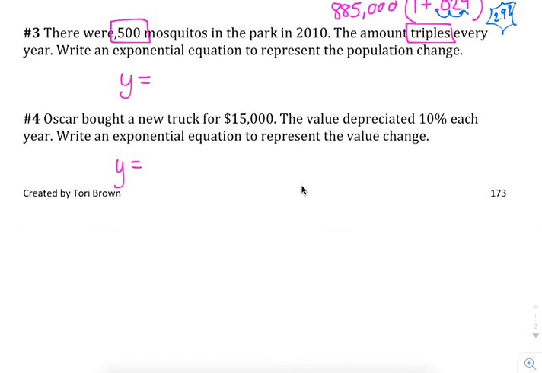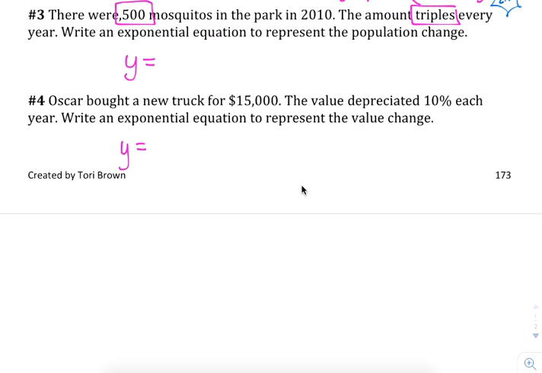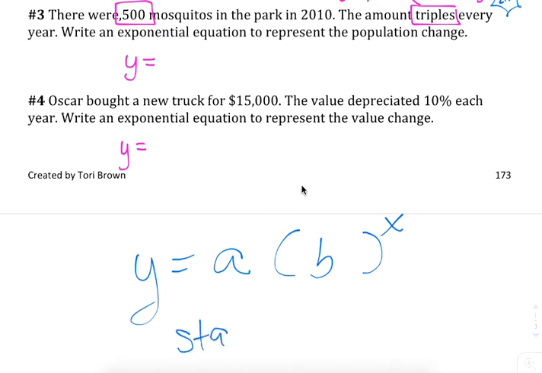Perfect. For problems 3 and 4, we are straight up writing an equation. Remember that means we are in the format of a, parenthesis, b to the x. A is what we start at. B is our number. So we are going to do 1 plus something if we are growing, because we're bigger than 1. We're going to do 1 minus something if we are decay.